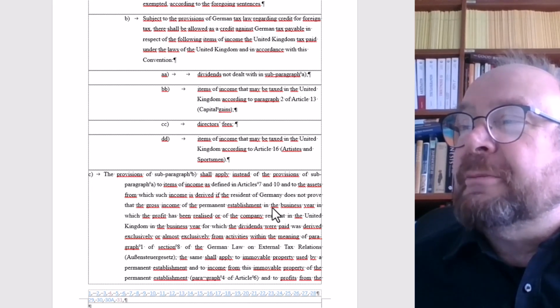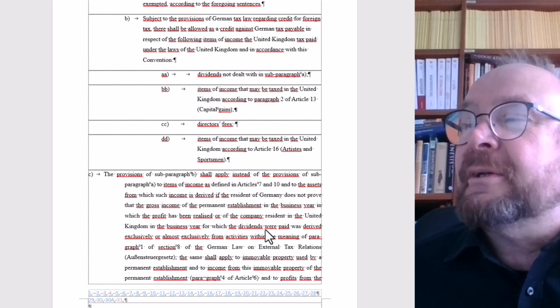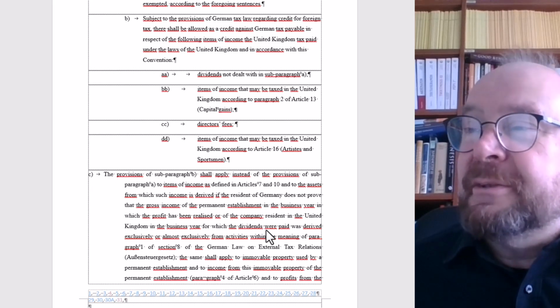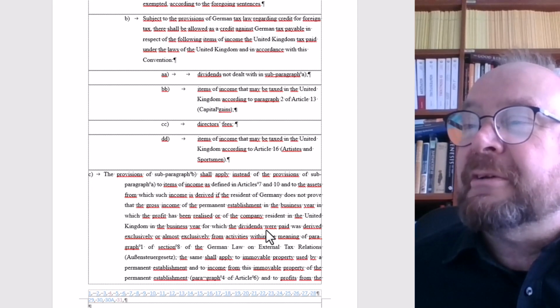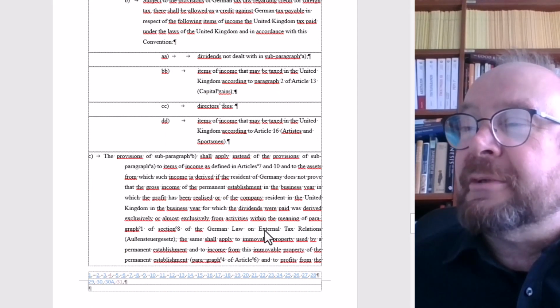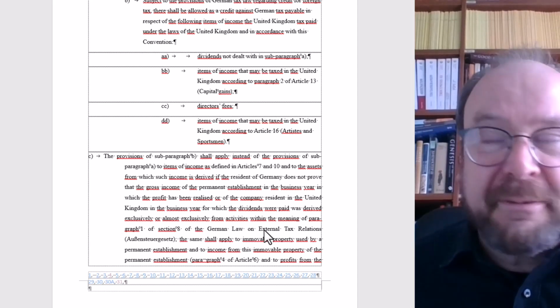If the resident of Germany does not prove that the gross income of the permanent establishment in the business year in which the profit has been realized and so on was derived exclusively or almost exclusively from activities within the meaning of paragraph 1, section 8, Außensteuergesetz, and so on, that does not really apply here because we have neither Article 7 nor 10, we have Article 6.